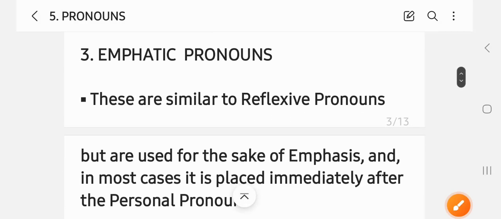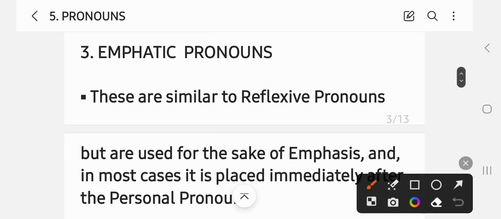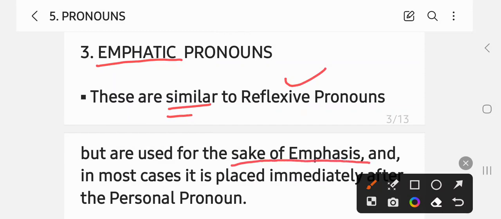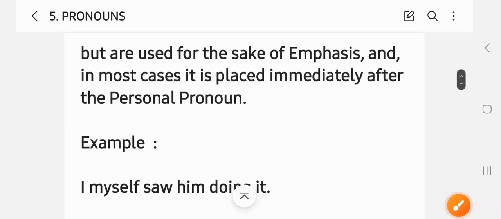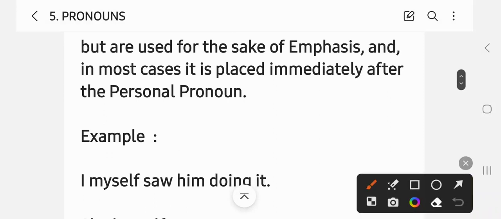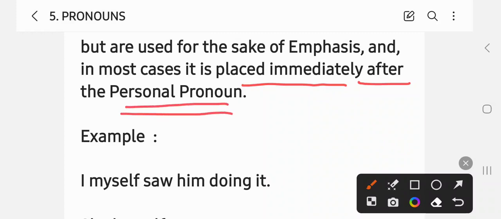Now coming on to the third kind of pronoun, which is known as the emphatic pronoun. Emphatic pronouns are exactly similar to reflexive pronouns, but they are used for the sake of emphasis, to emphasize something. And in most cases, it is placed immediately after the personal pronoun.